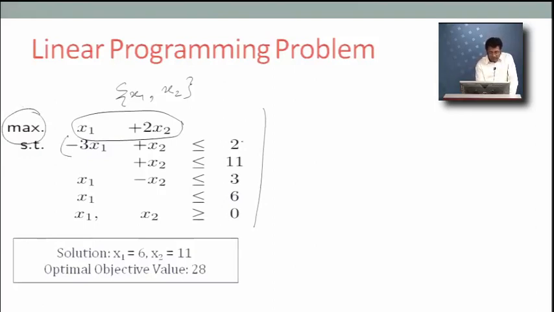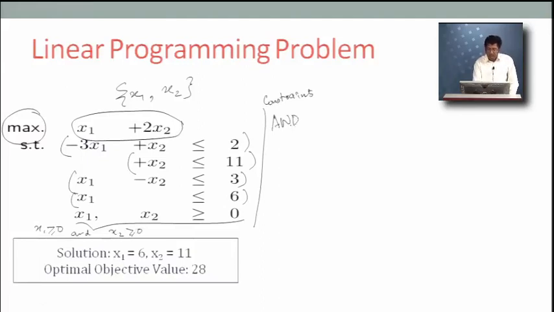The inequalities are minus 3x1 plus x2 less than or equal to 2, x2 less than or equal to 11, x1 minus x2 less than or equal to 3, x1 less than or equal to 6, and x1 greater than or equal to 0 and x2 greater than or equal to 0. And implicitly the constraints are all conjoined together, and there's a big "and" that goes between every constraint. So it needs to satisfy this and this and this and this and these.